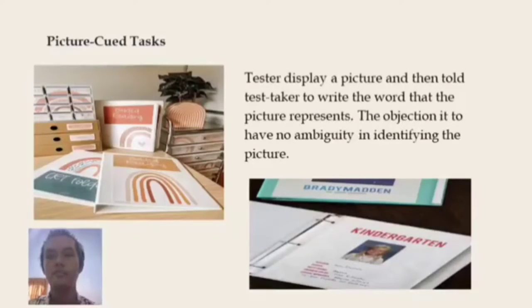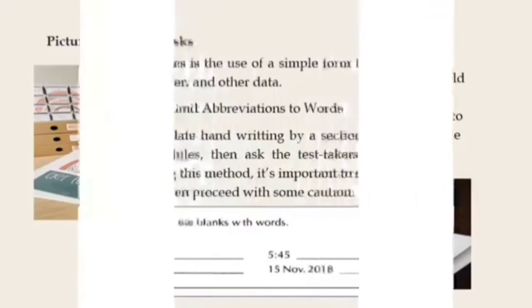Next task is picture cued text. Familiar pictures or any other pictures are displayed and test takers are told to write the word that the picture represents. Assuming no ambiguity in identifying the picture, like cat, head, chair, table, or any other, successful completion of the task requires no reliance on oral comprehension.